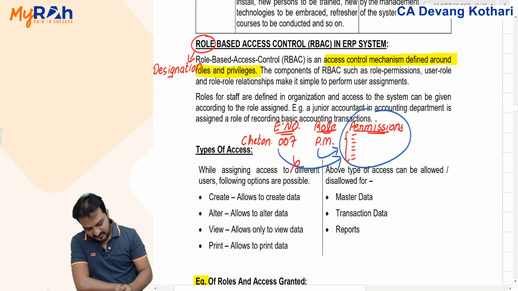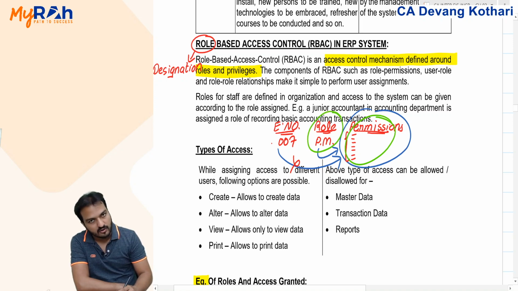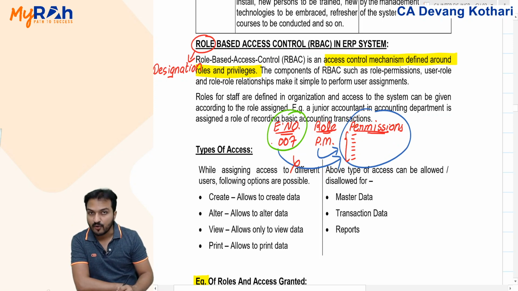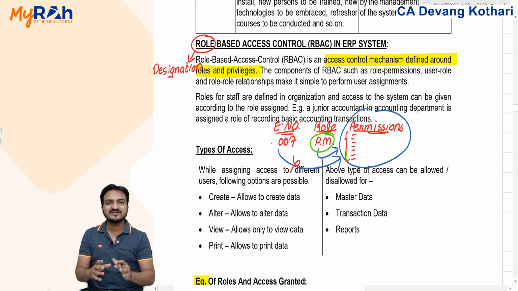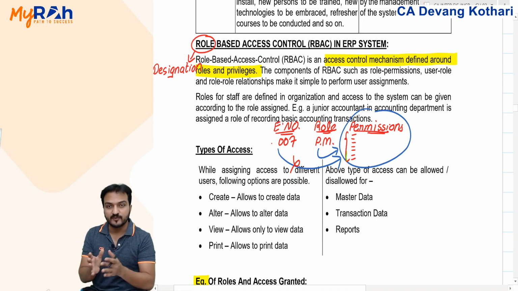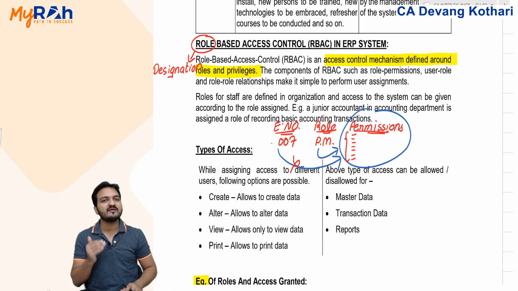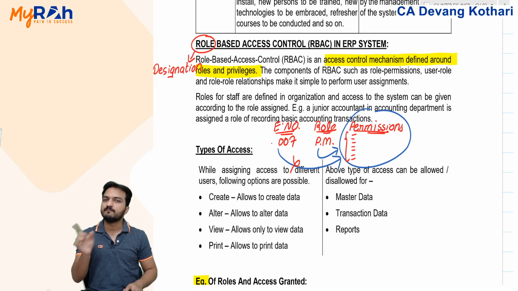So say if employee 7 needs to be given some permissions, then the list of permissions given to employee 7 will be given with respect to his role, not with respect to his employee number. The permissions are not related with employee number. Permission will be related with the role. Currently, this employee is the purchase manager. Purchase manager should have these permissions. So permissions are allotted to the designation of purchase manager, not to the employee directly. This is called role based access control.